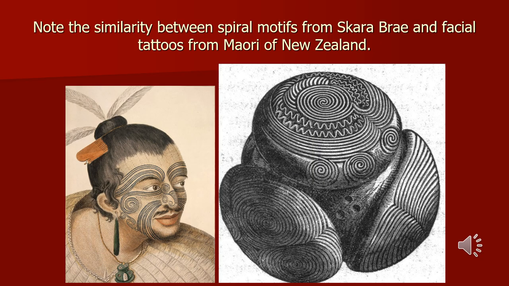So here's another one of those motifs we'll see repeated in many different cultures, and that's the spiral. And notice the spiral design, a kind of tight double spiral seen here both on the Scarabray artifact and the facial tattoos from the Maori people of New Zealand. And you might think, well, what do they have in common? Well, think about that. Both on islands, so where are they getting maybe this spiral inspiration?